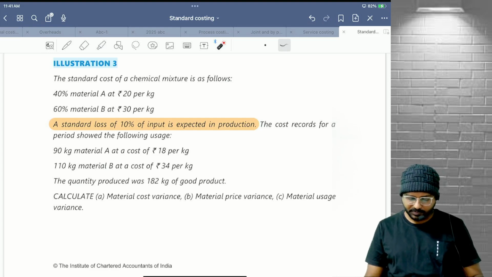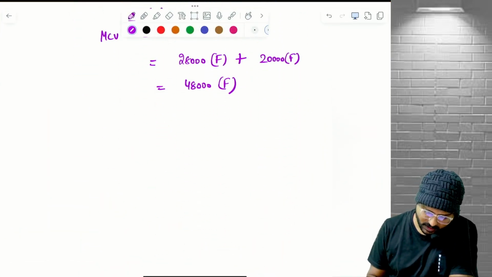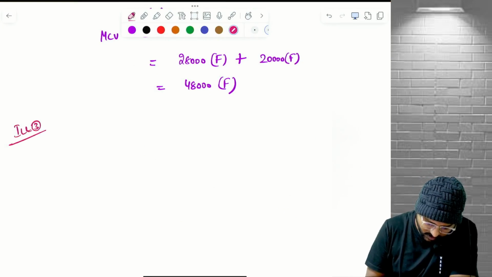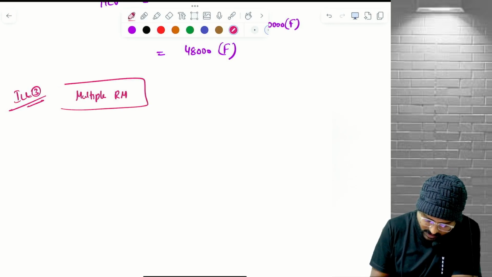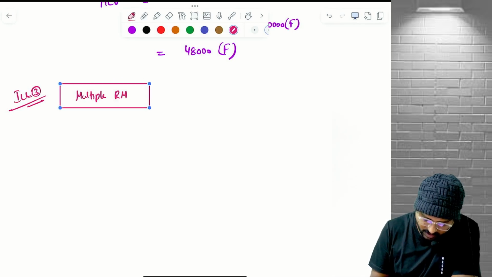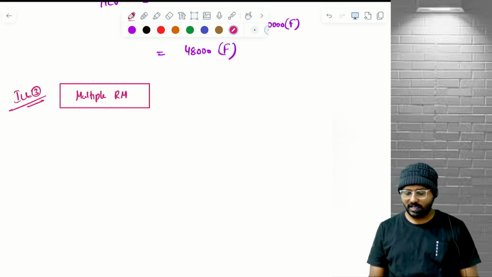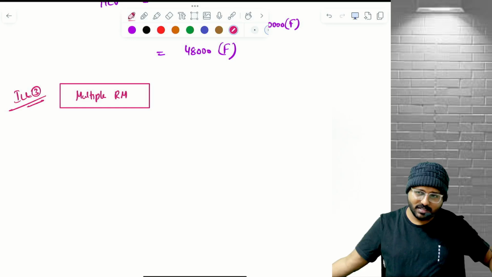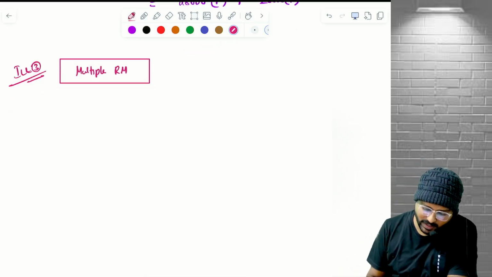Chalo. Now, what is this? Illustration 3. So what is the uniqueness of this question? We have multiple raw materials. Usually, when we get multiple raw materials, we expect to calculate mix as well as yield variance. But fortunately or unfortunately, that has not been asked. So I'll not calculate. As simple as that. I'll stick to what has been asked.